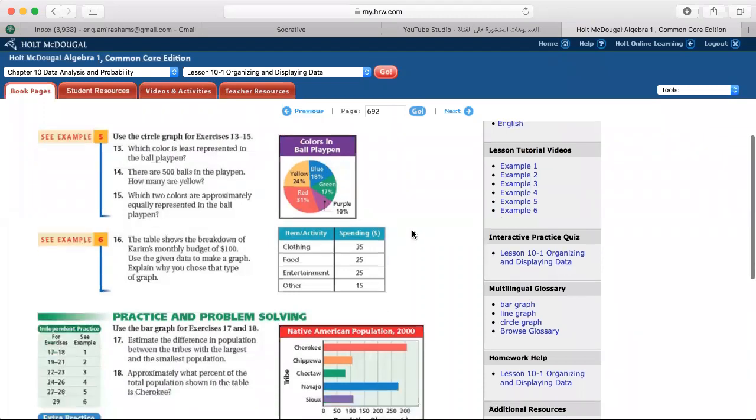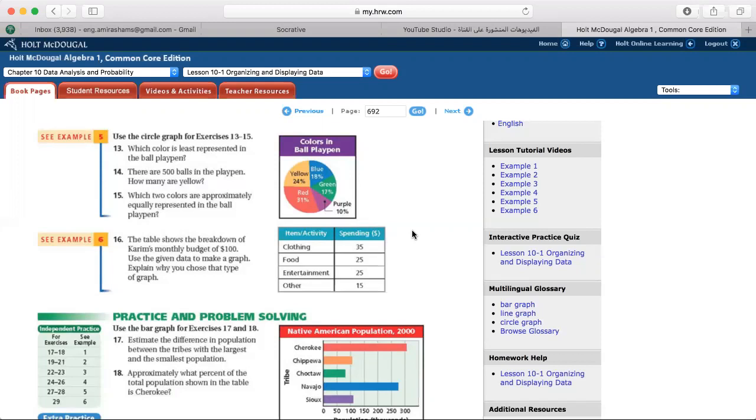Please open your books on page 692. We're going to continue reviewing and revising the circle graphs. Here in numbers 13, 14, and 15, we have a circle graph. Use the circle graph for exercises 13 to 15.